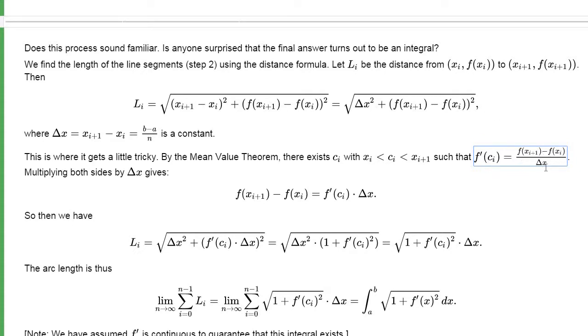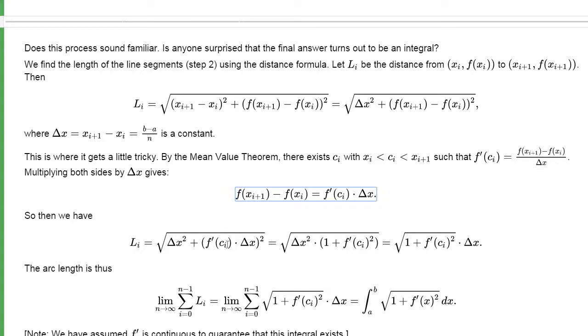Now we just multiply both sides of this equation by delta x, and we get the change in y-coordinates is equal to the derivative somewhere. We don't know where c sub i is, but somewhere in this interval, the derivative times delta x gives us the change in y.